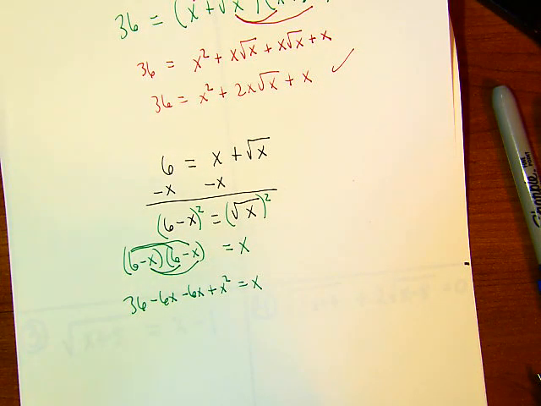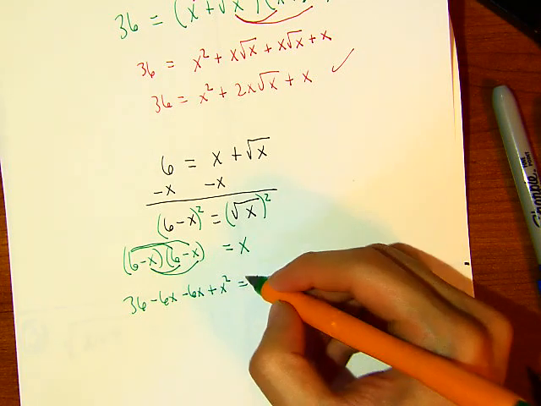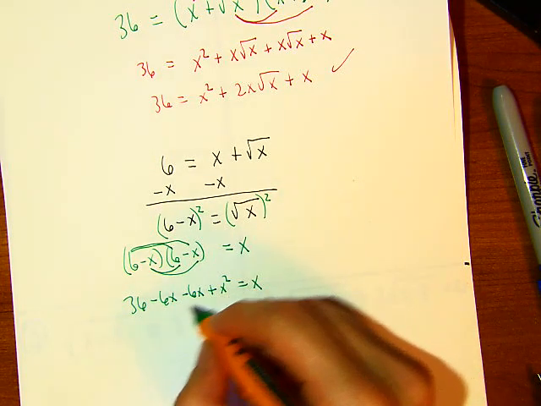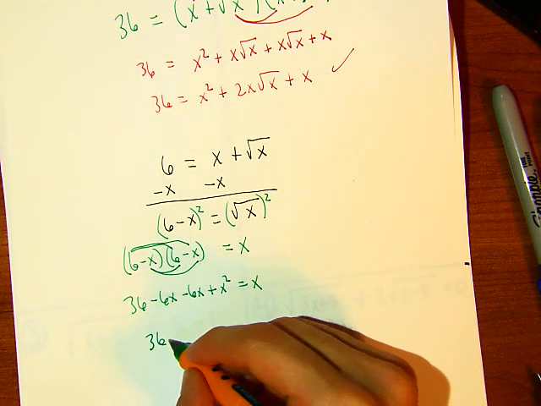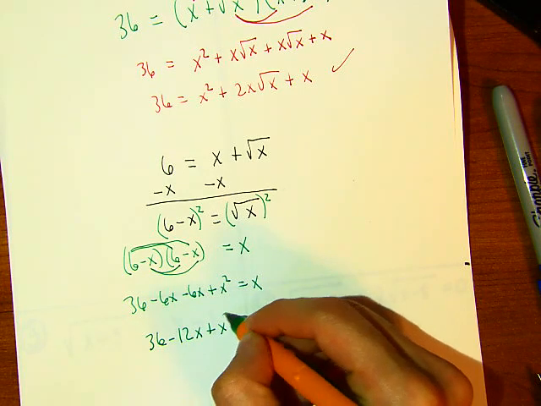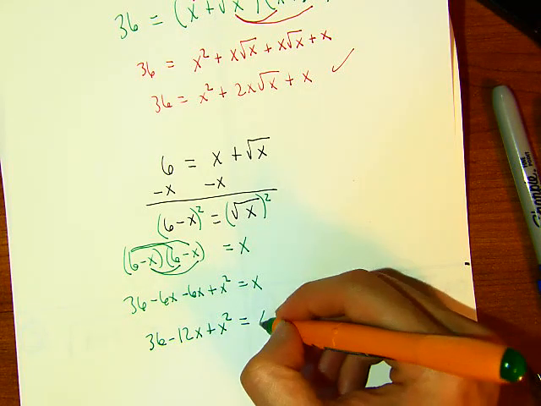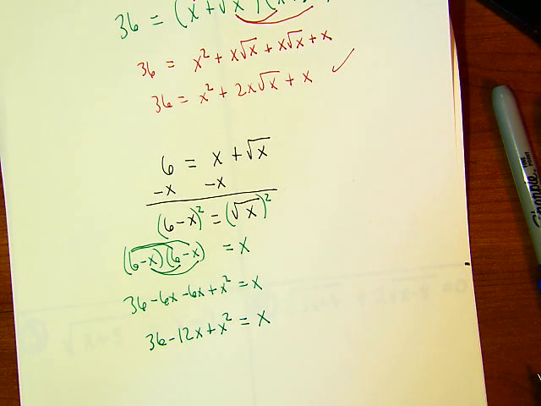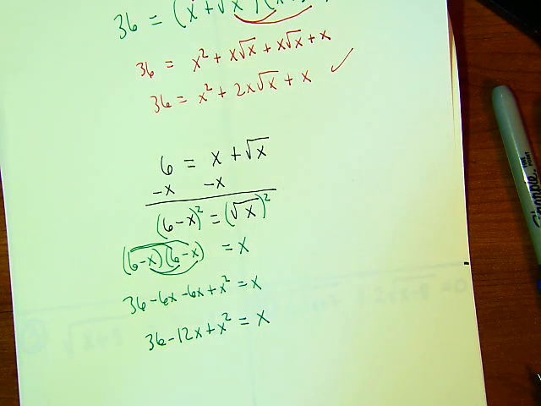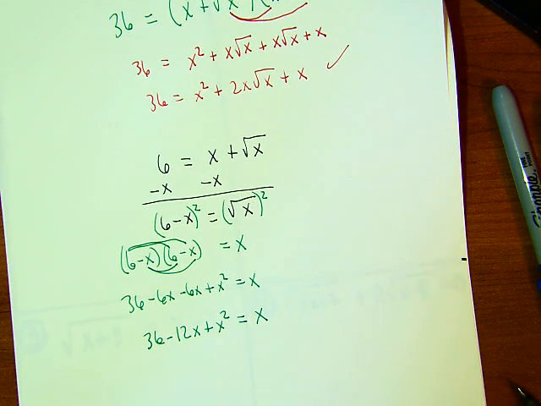Okay, so here, what do we want to do? Notice that this, we can combine the terms, right? So this is 36 minus 12x plus x squared is equal to x, right? And now, what I'd like you to do is think about what would be the next move. All right, pause the video, think about it. What would be the next move?